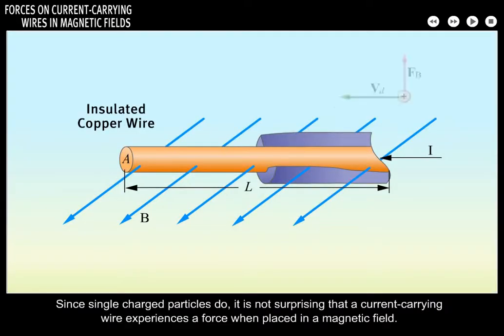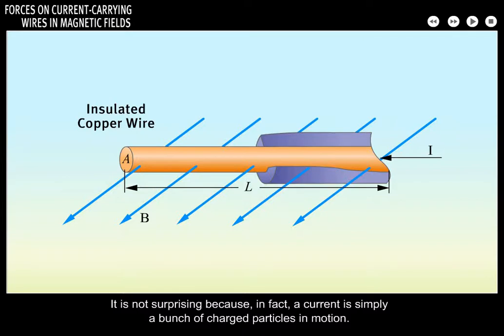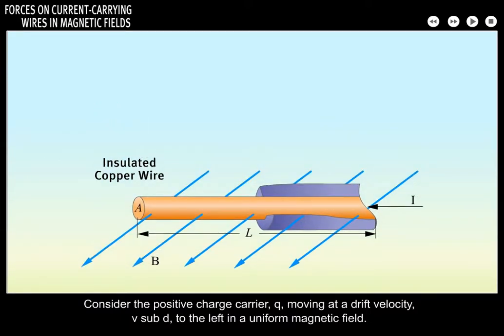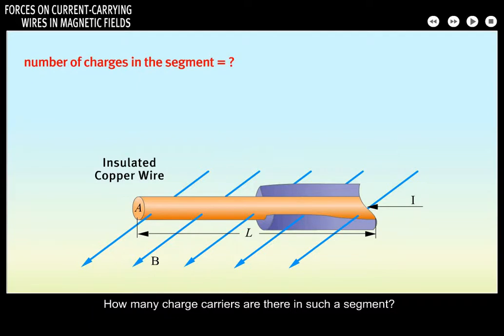Since single charged particles do, it is not surprising that a current-carrying wire experiences a force when placed in a magnetic field. It is not surprising because, in fact, a current is simply a bunch of charged particles in motion. Consider the positive charge carrier Q moving at a drift velocity v sub d to the left in a uniform magnetic field. How many charge carriers are there in such a segment?